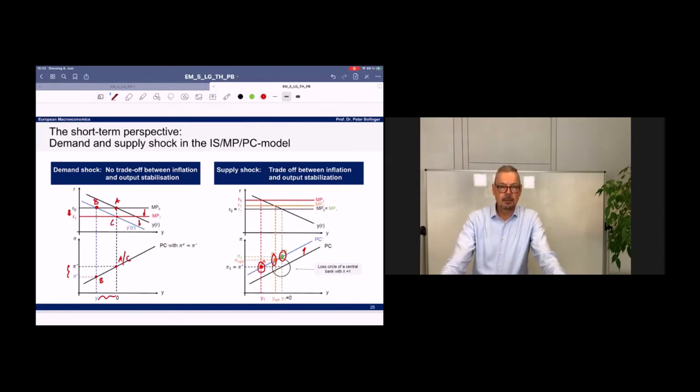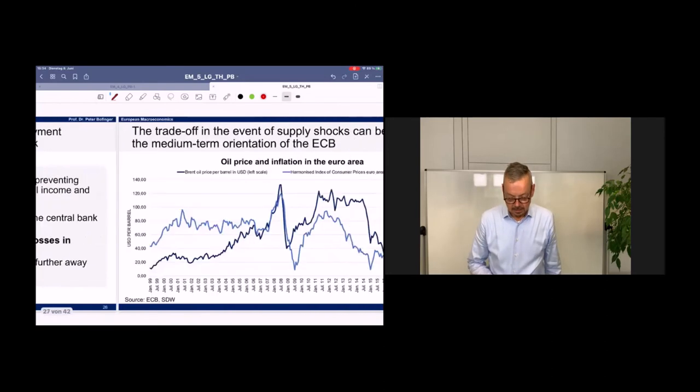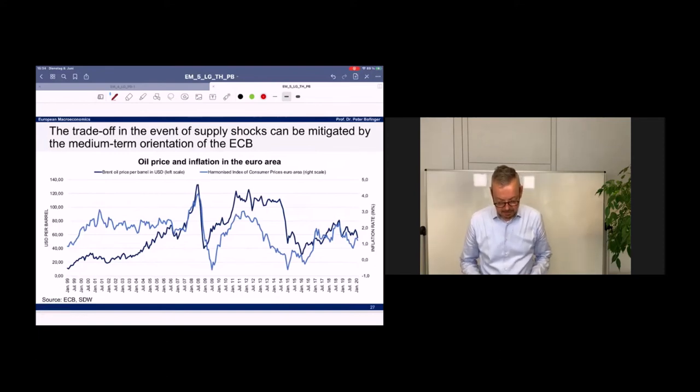But when we look at the experience of the last 20 years, I think the problem was not so severe because I think the history we've already discussed. It was not so severe because when we had these supply shocks, especially in 2008, and again a little bit in 2011, we had strong supply shocks. The effects of supply shocks caused by higher energy prices, the effect on the inflation rate was relatively temporary, and due to the medium-term focus that the ECB has explicitly stressed when defining its target, there was no need for the ECB to respond directly to these shocks. And so with the medium-term orientation, the trade-off between inflation and output stabilization can be mitigated by this medium-term perspective. I think that's something that is really helpful.